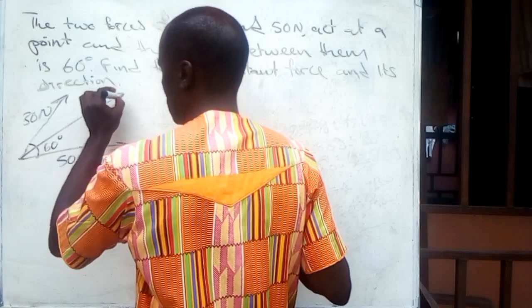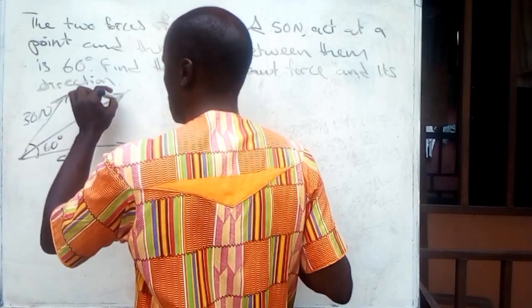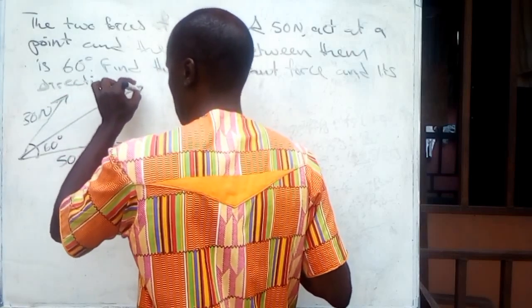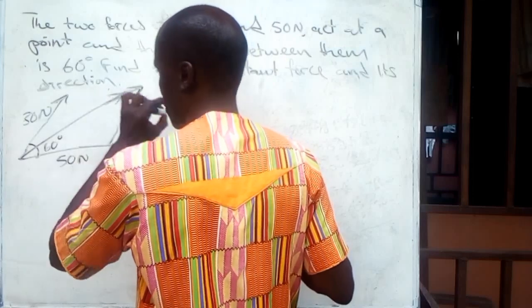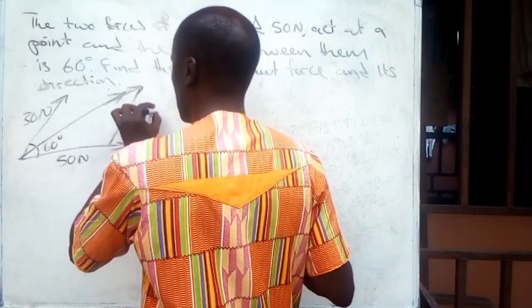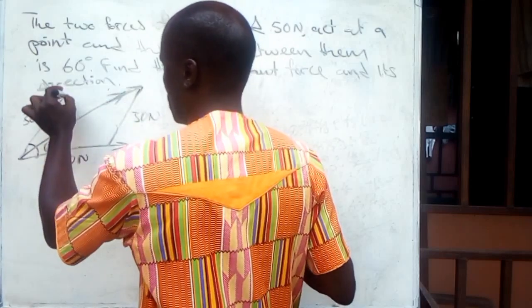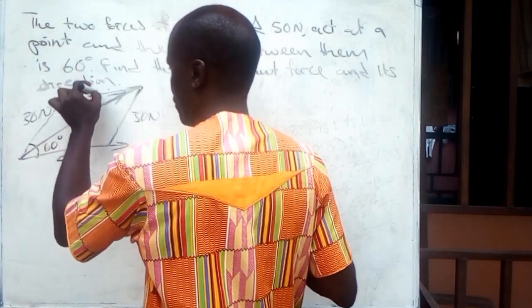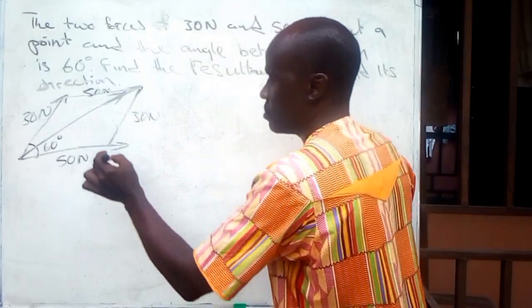If it's that one, then let's go ahead and get something that will look like this. So what we have is this. This is also equal, like a parallelogram, and this other end is also equal to what? 50 Newton.